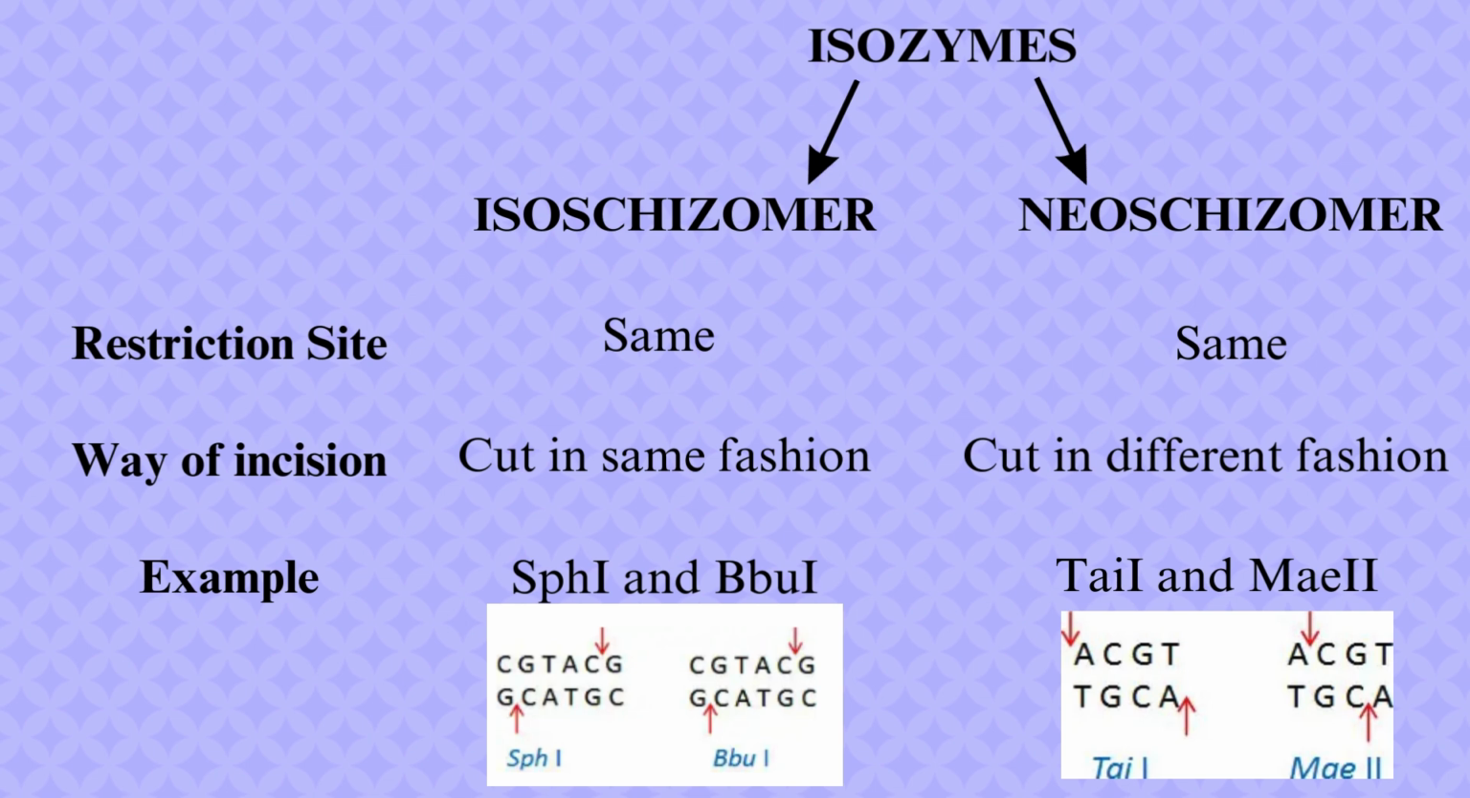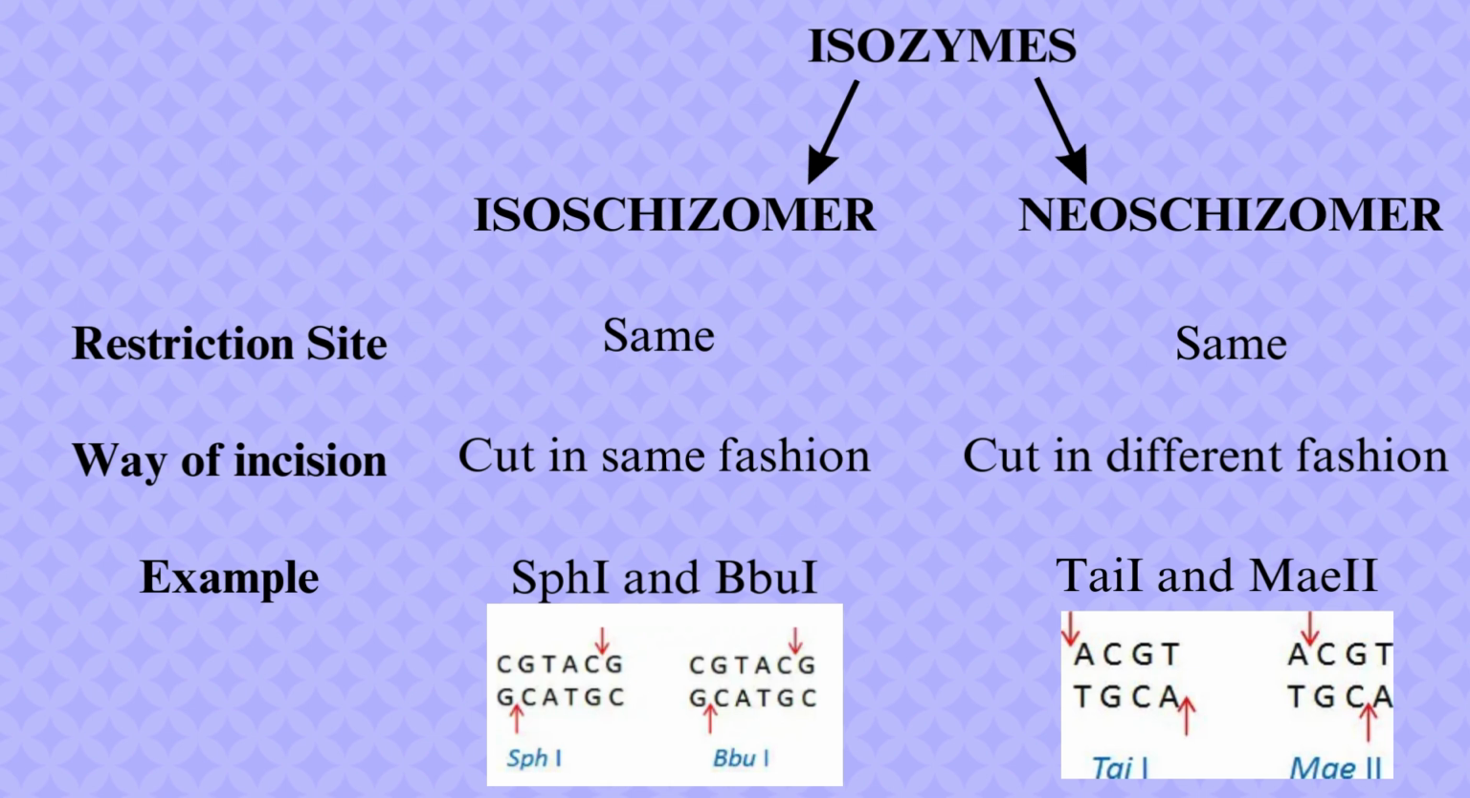Let's have a glimpse on isozymes. Isozymes are those that have the same restriction site. They are of 2 types, isoschizomers and neoschizomers. Isoschizomers have the same restriction site and also cut in the same fashion. For example, SphI and BbuI. They both have the same restriction site, that is GCATGC, and both of them cut between C and G, producing sticky ends with overhang in the 3' end.